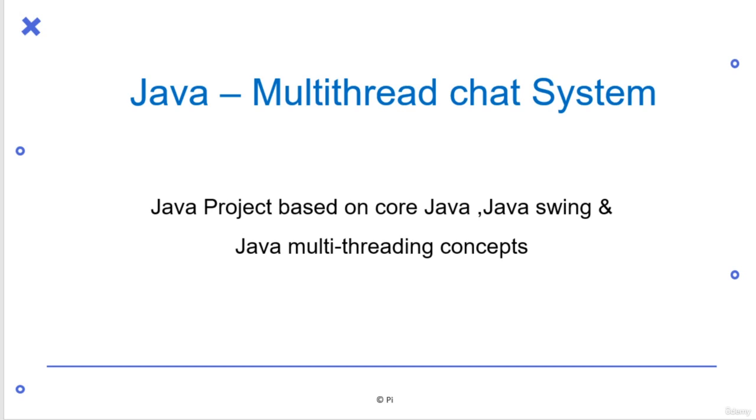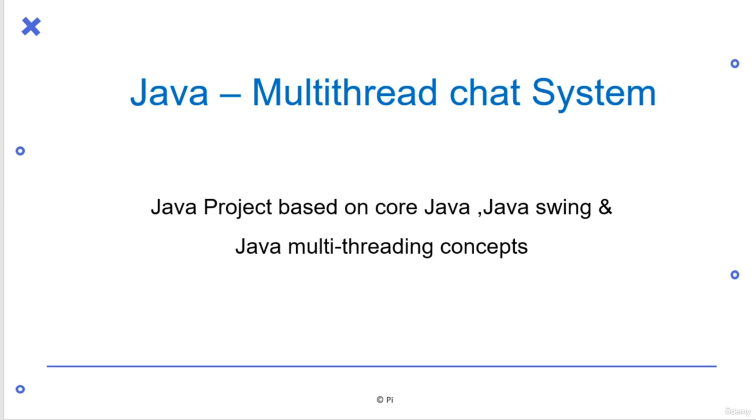Our project is a multi-thread chat system using Java. So we are going to use Java as our primary language for creating a chat system using some multi-threading concepts. I will tell why we are going with multi-threading, each and every part, and what multi-threading is in Java.